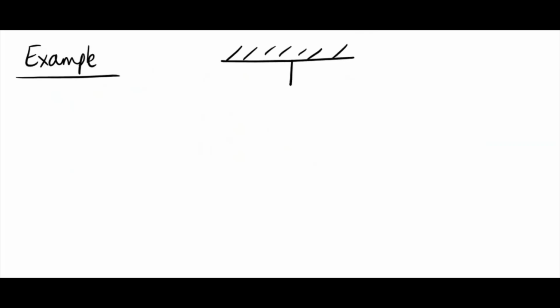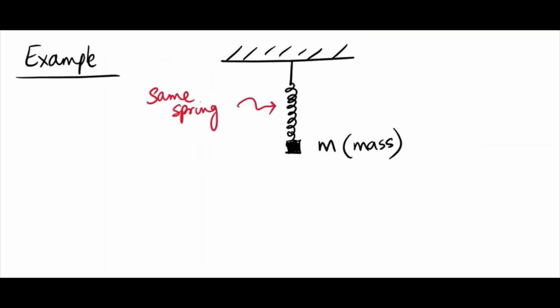For example, you only use one spring with different masses to understand the relationship between mass and how much the spring can extend. So let me draw a mass hanging on a spring. We're going to keep it the same spring but change the masses.